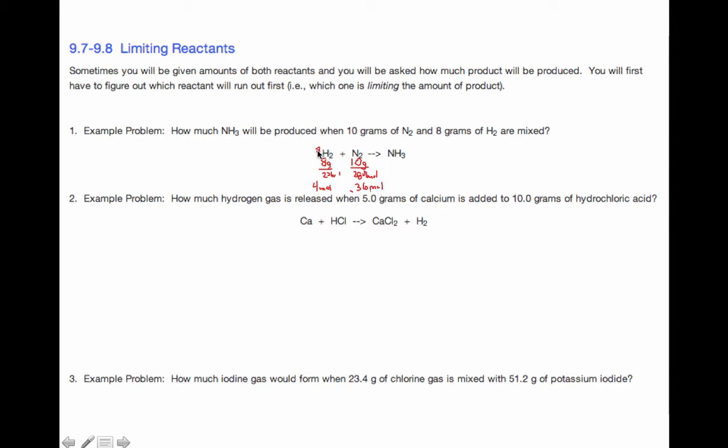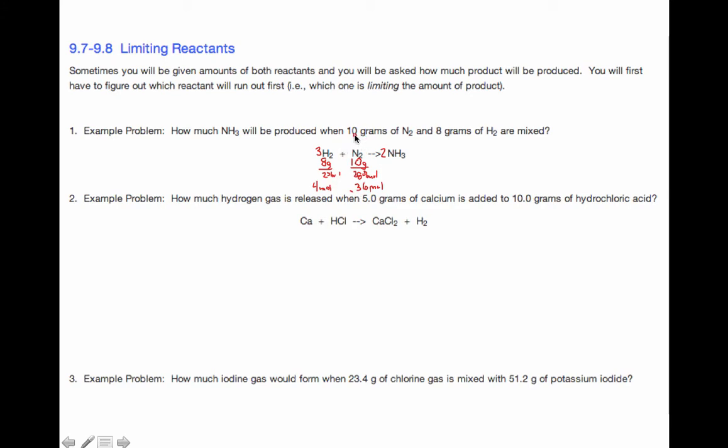So 3 of these with 1 of those combines to make 2 of these. So I do have to consider the fact that these get consumed 3 times faster than these. And so I would have a little over 1 mole of this. If I take 4 divided by 3, I could see in my mind I have more than a mole. Still, this is the limiting reactant.